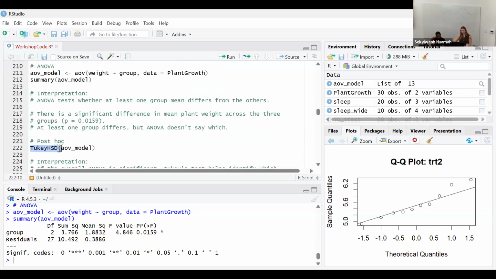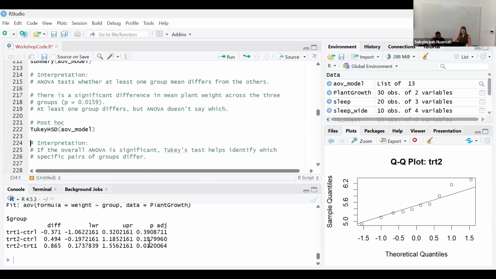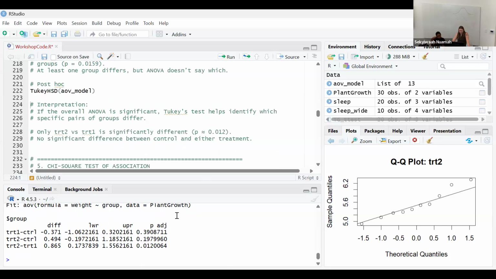This is called Tukey's honestly significant difference. If you run that on our ANOVA model, it's going to give you a p-value for each pair. This is the low p-value. These other two p-values are high. The first one was for treatment 1 and control. The second one was for treatment 2 and control. So there's no significant difference between those groups.